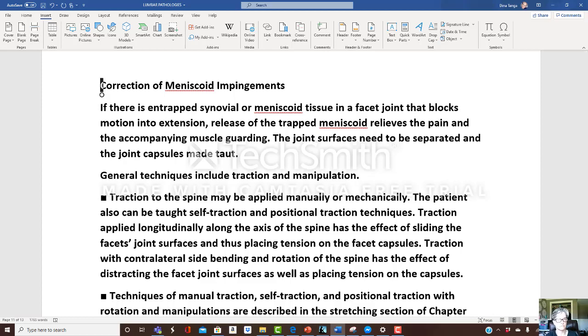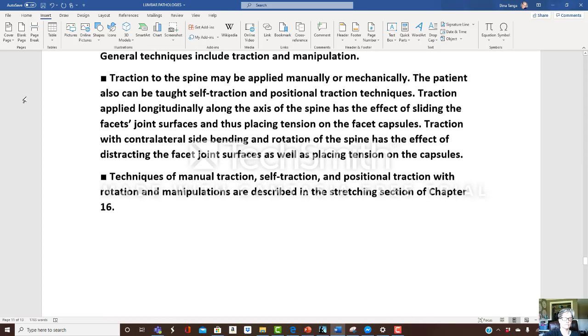Correction of meniscoid impingements. If there is entrapped synovial or meniscoid tissue in the facet joint that blocks motion in extension, release of the trapped meniscoid relieves the pain and the accompanying muscle guarding. The joint surfaces need to be separated and the joint capsules made taut.